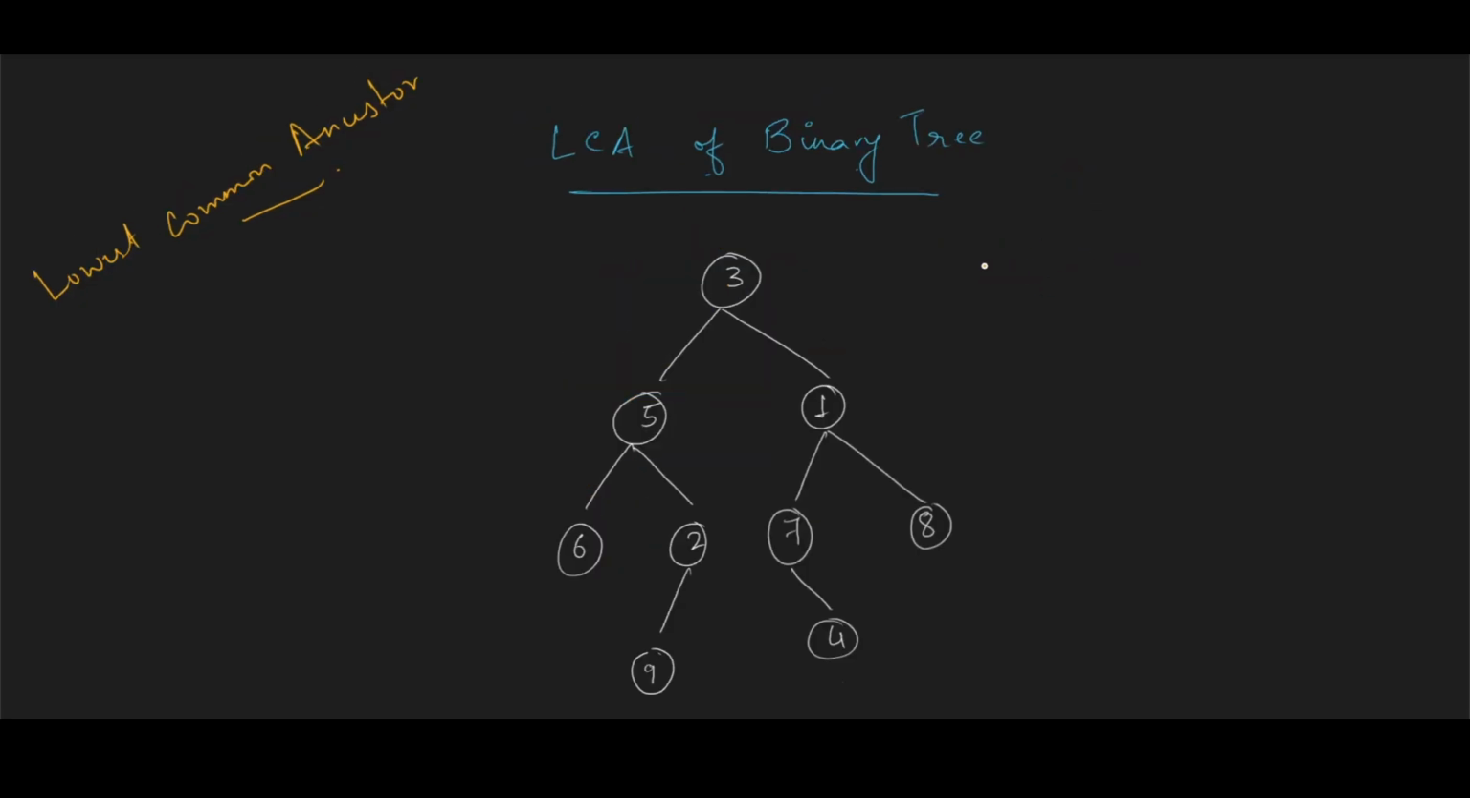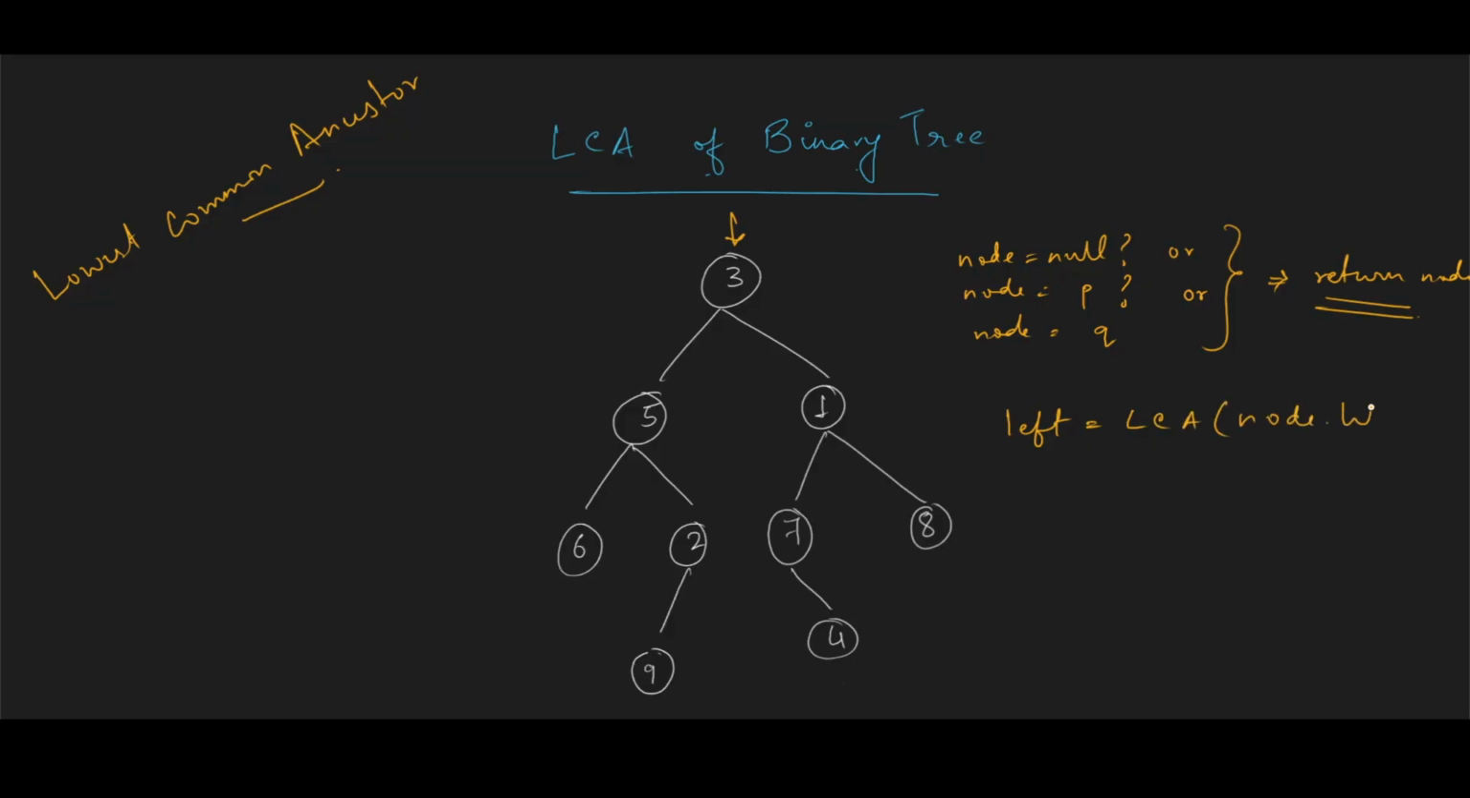Okay. So the basic algorithm is, suppose we are at this node. We first check if node equals null, or node equals p, or node equals q. If any of these conditions is satisfied, then we simply return the node. We do not traverse any further. Else, we find left, which equals LCA of node dot left, right? We traverse to the left subtree, and we traverse to the right subtree, LCA of node dot right.